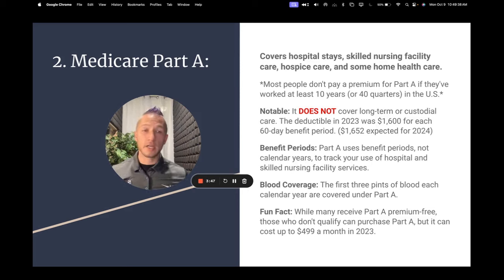It is going to cover the first 3 pints of blood each calendar year covered underneath that Medicare Part A coverage. And then fun facts, in the event you are not one who qualified for Medicare Part A with your 10 working years, you can purchase Part A, but it could cost you up to $499 per month as of 2023, expected to go up in 2024 as well.